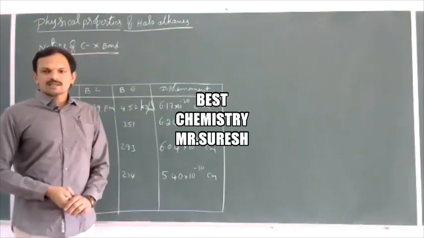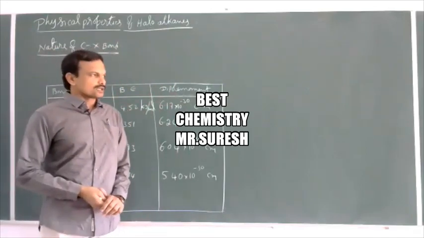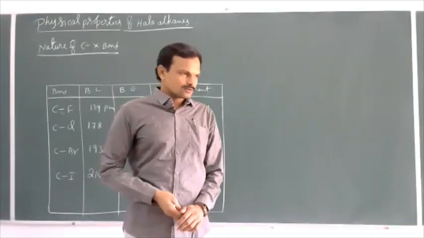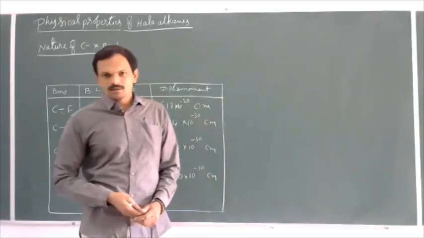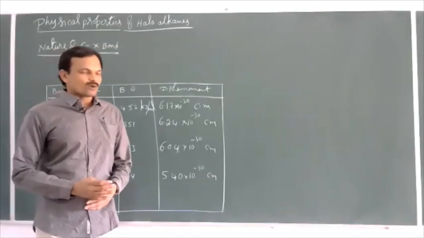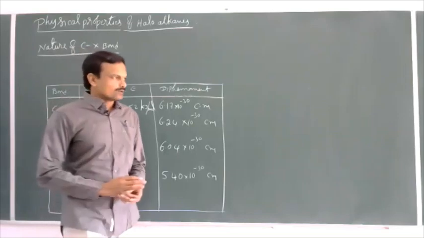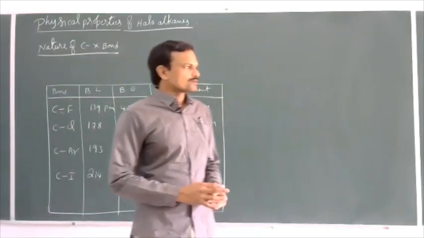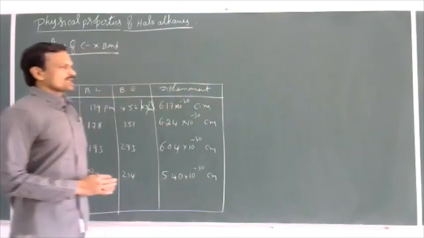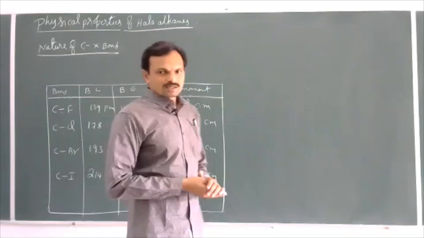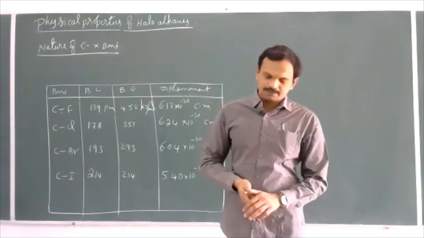So in the previous class, we discussed the preparation methods of haloalkanes. One from alcohols, second one from hydrocarbons, third one from the halogen exchange method, and one more, the allylic substitution method. So in today's class, we are going to discuss the physical properties as well as the chemical properties of haloalkanes.